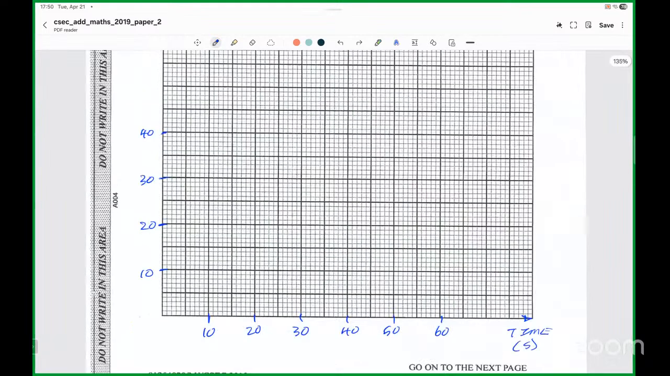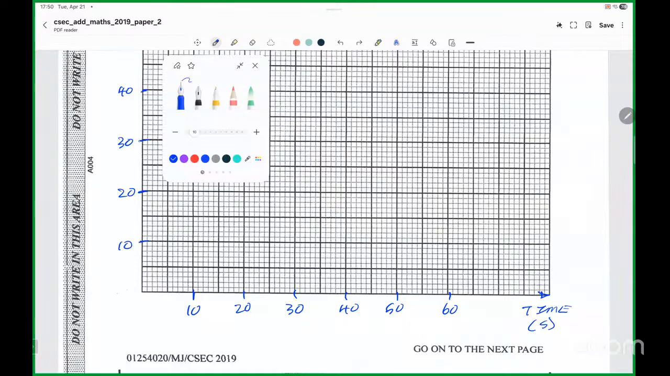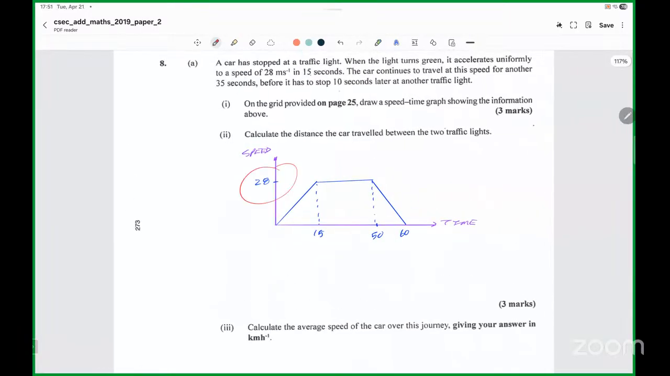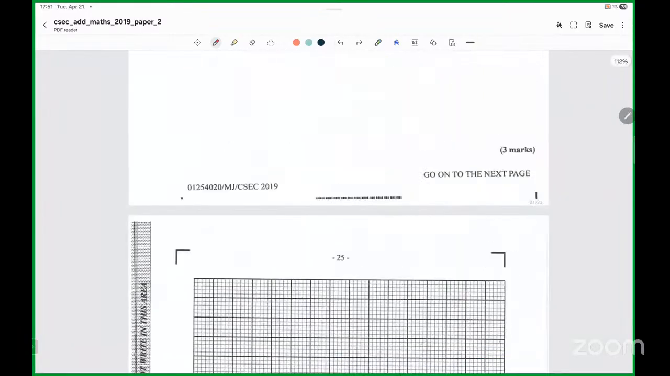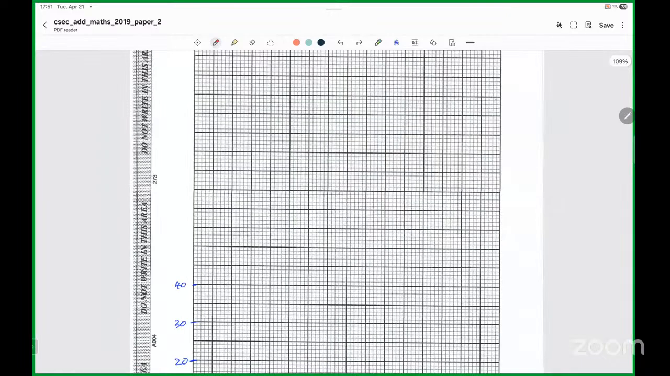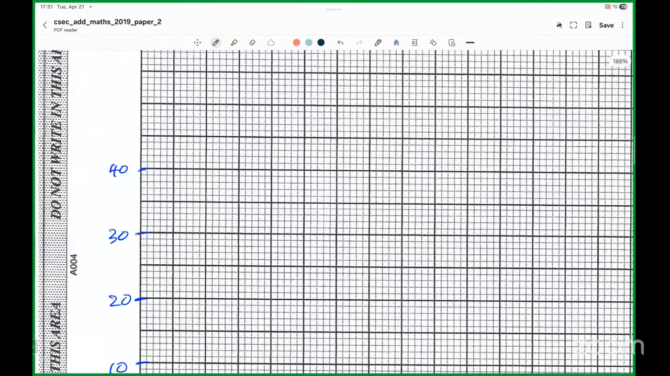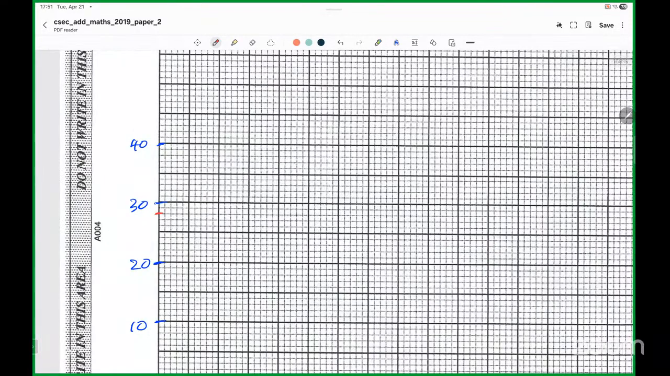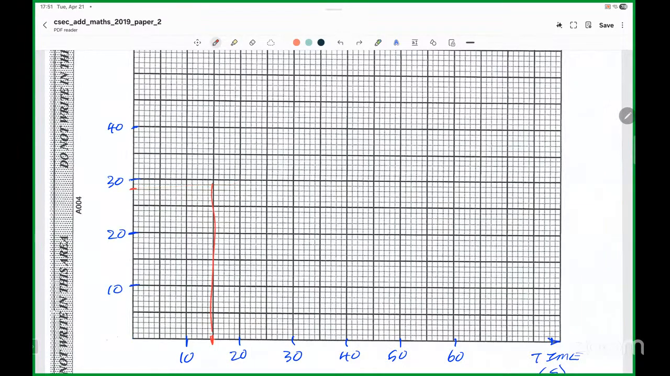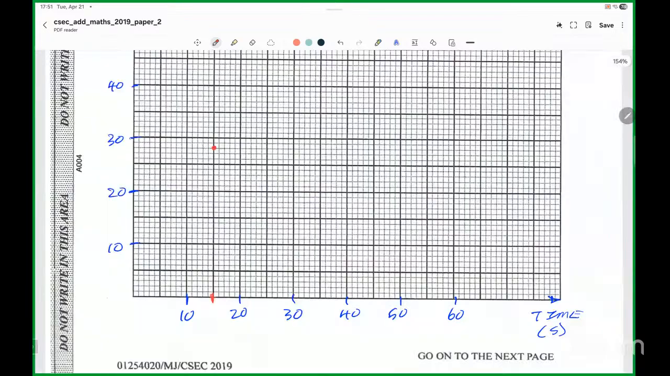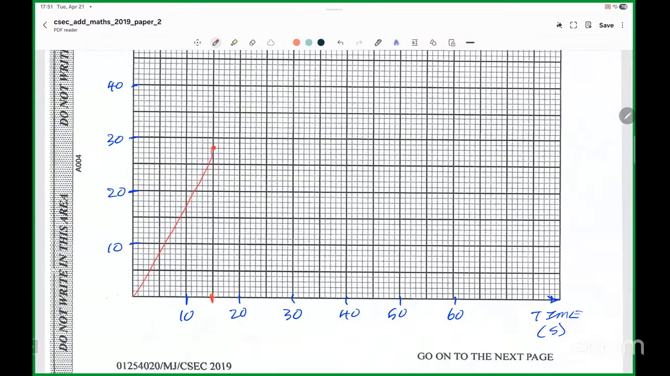So anyway, let's draw it out in red. The first segment was that it went up to a speed of 28 in 15 seconds, right? 15 seconds is here, 28 is here. So it's this point we're coming up to. You draw a straight line from here up to that. That's the first part.